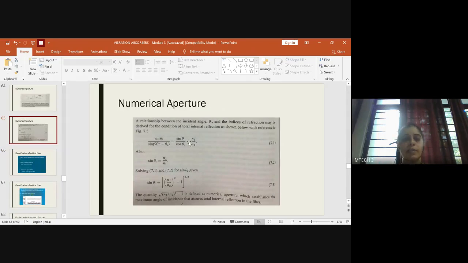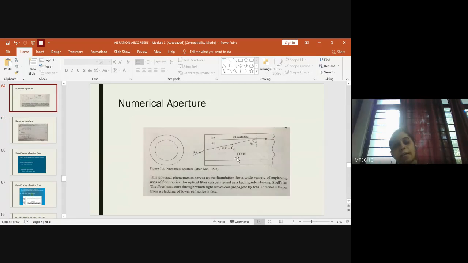As per Snell's law, sine theta I upon sine of 90 minus theta C will be equal to N1 upon N2. Why? Because sine of 90 minus theta is equal to cos theta. So next you can replace sine of 90 minus theta with cos theta. But this is again the critical angle, so you have to write theta suffix C. So here you'll have sine theta I over cos theta C, which is what you get with respect to the diagram.